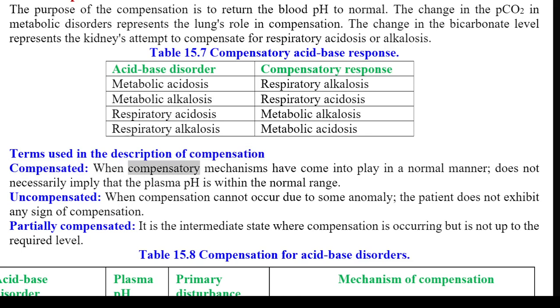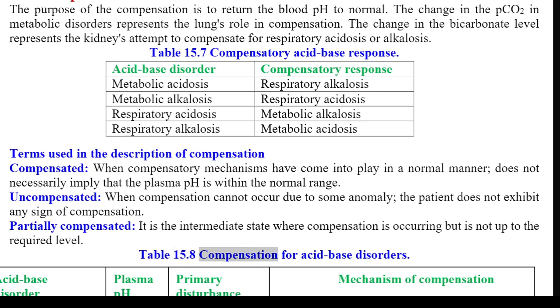Compensated, when compensatory mechanisms have come into play in a normal manner, does not necessarily imply that the plasma pH is within the normal range. Uncompensated, when compensation cannot occur due to some anomaly, the patient does not exhibit any sign of compensation. Partially compensated, it is the intermediate state where compensation is occurring but is not up to the required level.